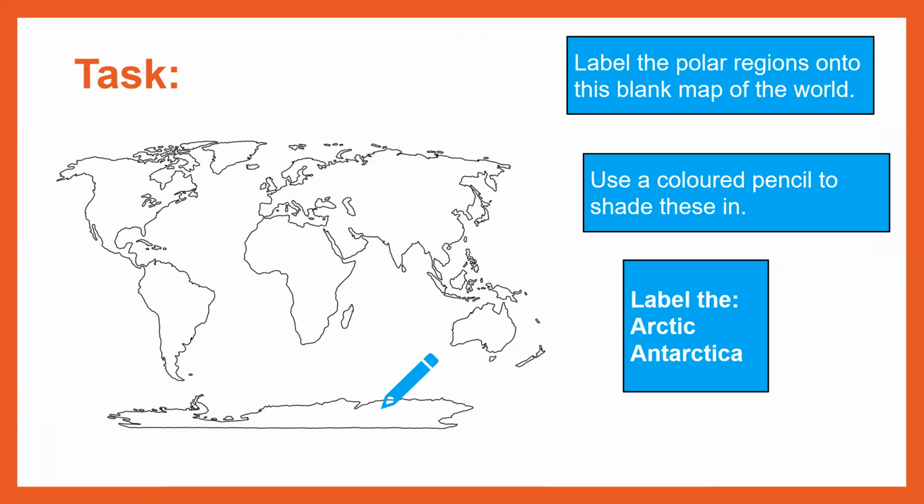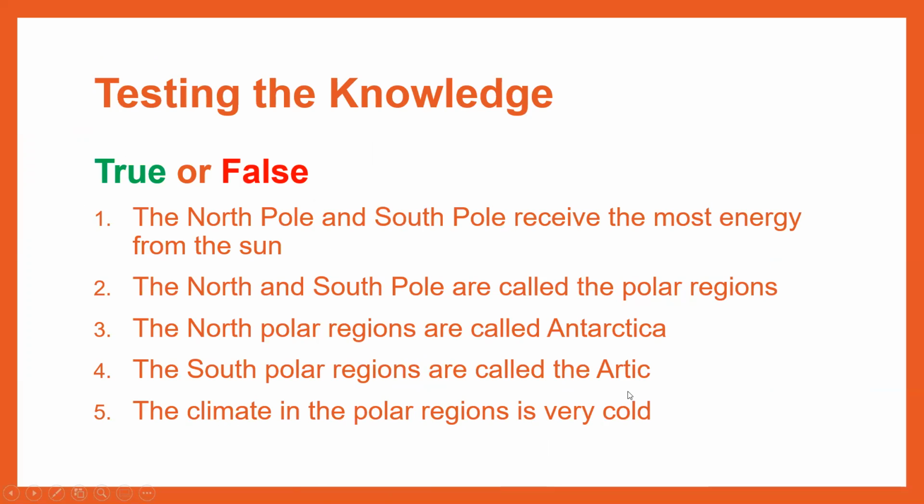So you've got a task. Your task is to label the polar regions onto this blank map of the world. You can use a coloured pencil to show these in. So it's a nice activity for you if you've got the packs. This sheet will be in the packs. And you can label the Arctic and the Antarctica. You will also have these questions in your packs, and you'll also have them on purple mash to complete as a quiz.